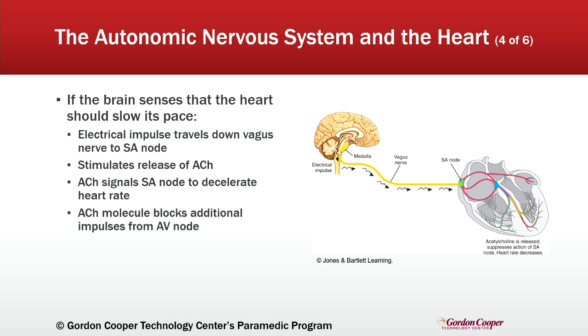So acetylcholine reaches the SA node and signals it to decelerate the heart rate, and this allows the heart to take a breather, kind of just reducing the pace of contractions. That's not all. Another acetylcholine molecule travels to the AV node, ensuring that no additional impulses get through. So this further helps to slow down the heart's rhythm, preventing any rapid firing that can lead to an overly fast heart rate.